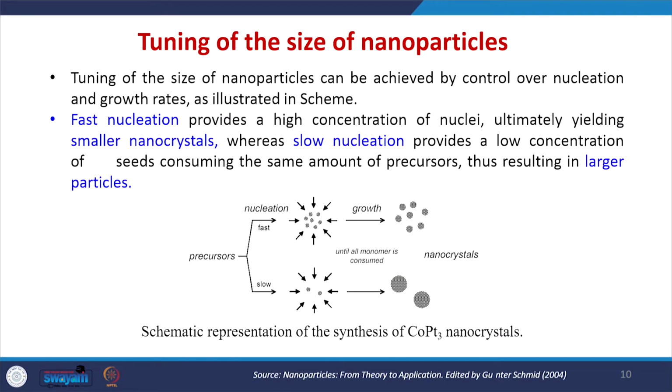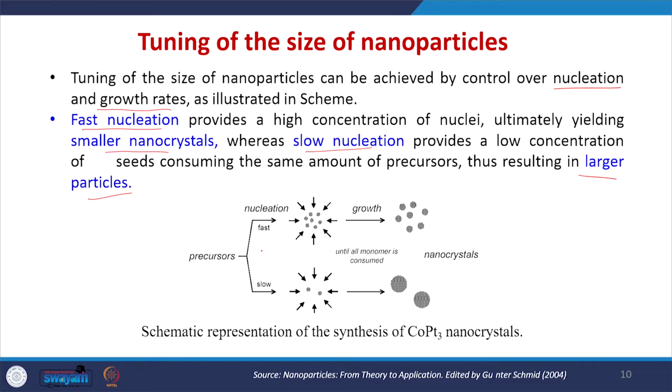Let us see how to tune the size of nanoparticles. The size of nanoparticles can be controlled by controlling the nucleation and growth rate. For example, if you have a fast nucleation, you get smaller nanocrystals. In case of slow nucleation, you get the larger particle.